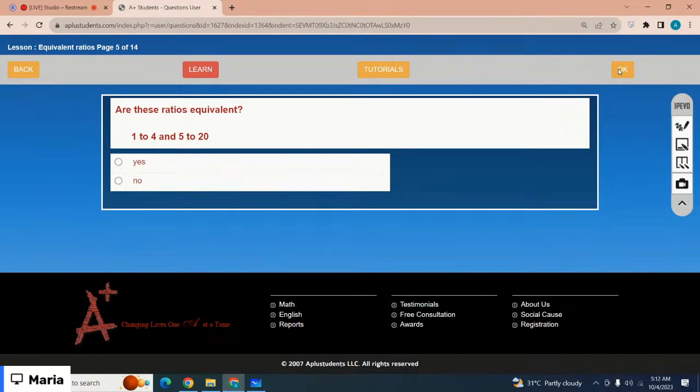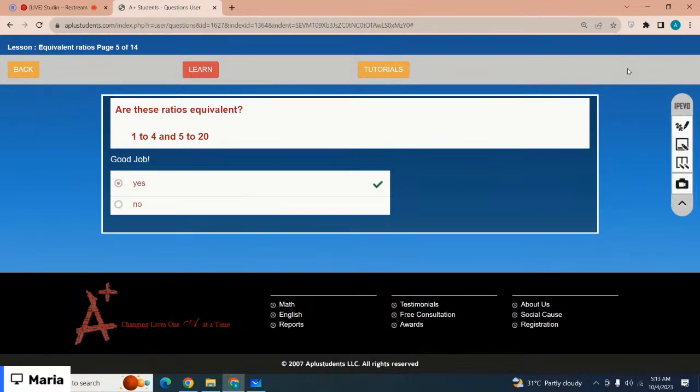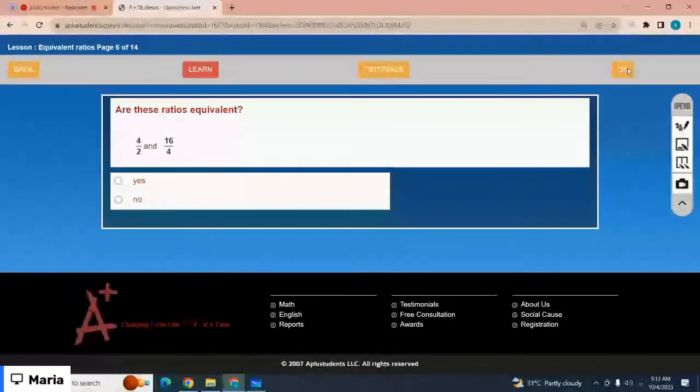Very good, they are equivalent. The correct option is yes. Are these ratios equivalent? 4 over 2 and 16 over 4? No, they are not equivalent, right? Okay, you can complete the lesson by yourself later today. So let's just move on to the next lesson.